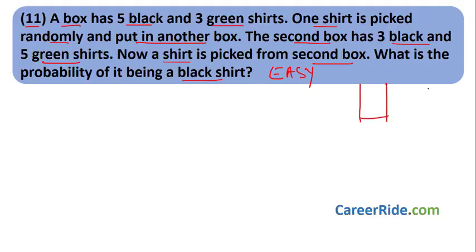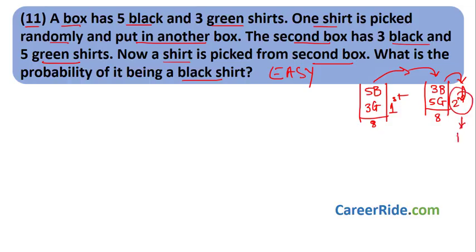There are 2 boxes. In the first box there are 5 black and 3 green shirts. Then one shirt is picked at random and put in the second box. The second box has initially 3 black and 5 green shirts. Total number of shirts over here is 8, total number of shirts over here is 8. Now what they ask is that a shirt is picked out from the second box. This is the first box, this is the second box. One shirt is picked out from the second box.